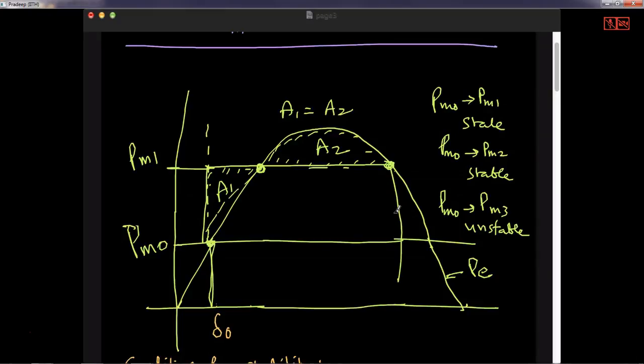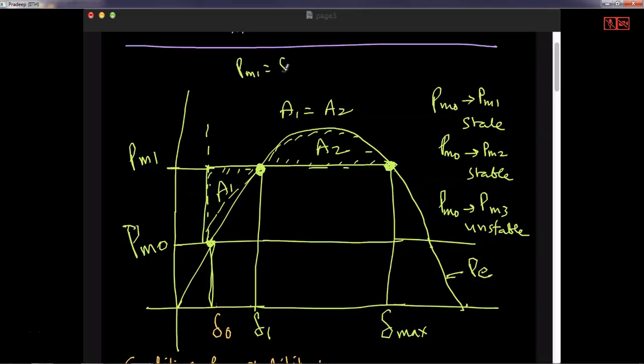This angle is delta max and this angle is delta 1. So from these 2 points, I can note that PM1 is nothing but Pmax sine of delta 1, but PM1 is also nothing but Pmax sine of delta max. So that is why I have substituted delta max. So I hope that clears your doubt. So under extreme condition, these two areas are equal and therefore these 2 points are same.